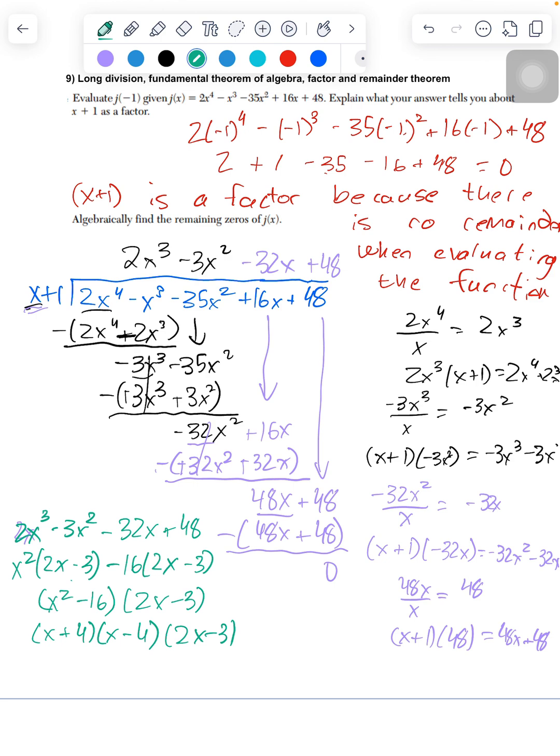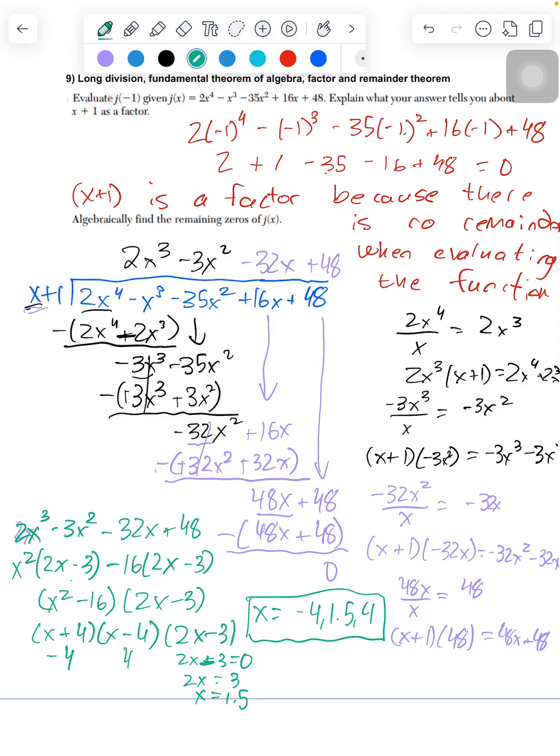Now remember, it's asking to find the remaining zeros, right? They give you one of the zeros, which is negative 1. So the zero for this is negative 4. The zero for this is 4. And the zero for this is, let's work it out, 2x minus 3 equals 0. 2x equals 3. x equals 1.5, right? All right, so my final answer is the remaining zeros are x equals negative 4, 1.5, 4. So you can circle that. If you want to add a negative 1 as well, that's fine. No one will deduct points for that.